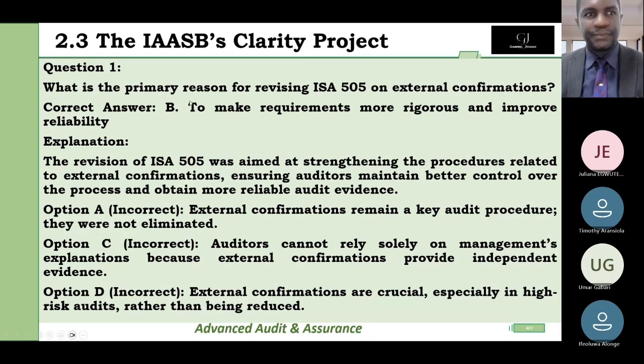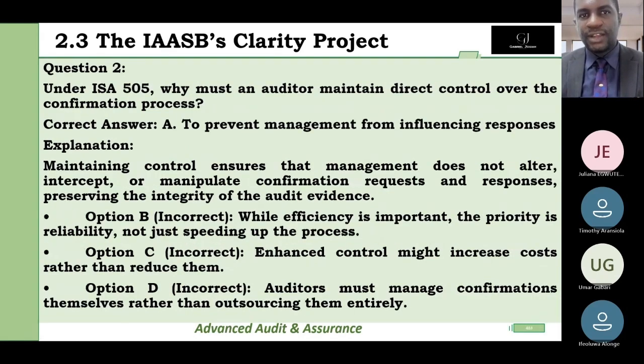Exactly. Good one, guys. Number 2, under ISA 505, why must an auditor maintain direct control over the confirmation process? Everybody got it. A. Interesting. Nice one. Maintaining control ensures that management does not alter, intercept, or manipulate confirmation requests and responses. Exactly. Preserving the integrity of the audit evidence. Nice one, guys. It shows the thing is sinking in.